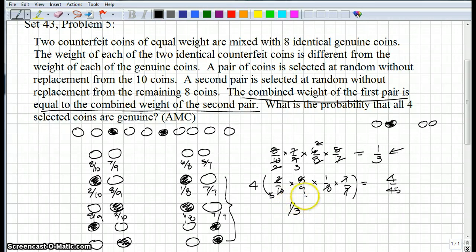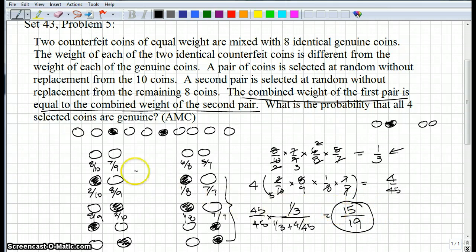So we want the probability that the 4 selected coins are all genuine. So it's 1/3 over 1/3 plus 4 out of 45. Okay. So we're going to have a complex fraction here. If we multiply through by, say, 45 on both top and the bottom, that's just 1, so we're not changing the value. But we'll end up with 15 on the top, and then we have 15 plus 4 on the bottom, so that'd be 19. Okay, so that's our answer.